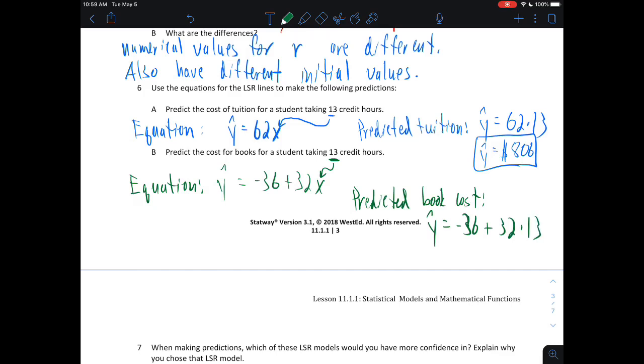You need to remember your order of operations here. What do I have to do first? Do I have to add negative 36 and 32? Or do I have to multiply 32 and 13 first? PEMDAS, you have to multiply first. So 32 times 13, which means you'll then have y hat equal negative 36 plus 416. And when you add those, negative 36 plus 416, you get $380. So the predicted book cost is $380.